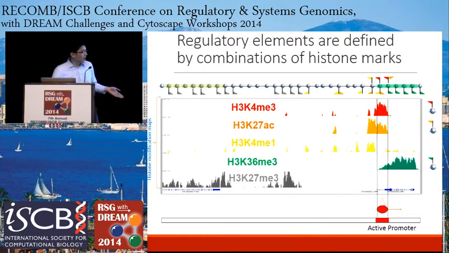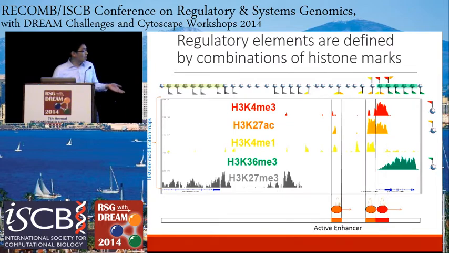To the left of that active promoter, we see a combination of the monomethyl mark at lysine 4 and acetyl mark at lysine 27, which is associated with active enhancers. So by looking at the various combinations of histone mark levels across this region, we can segment the region into different regulatory elements.